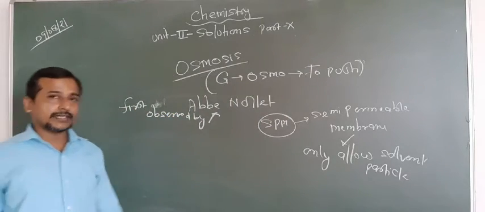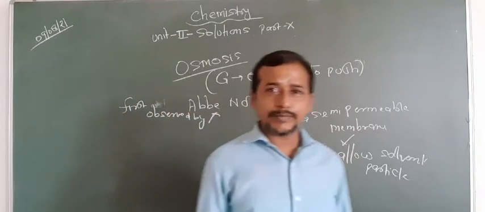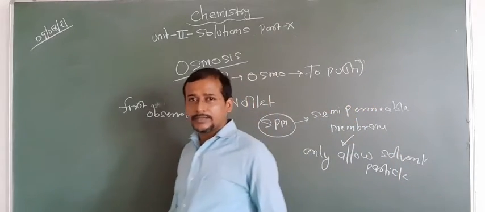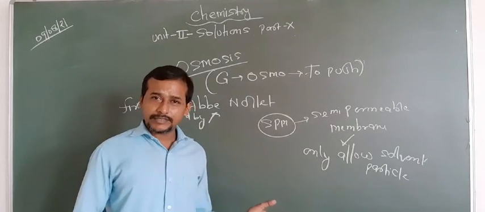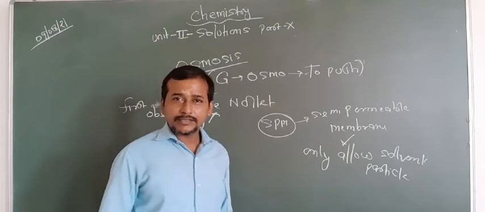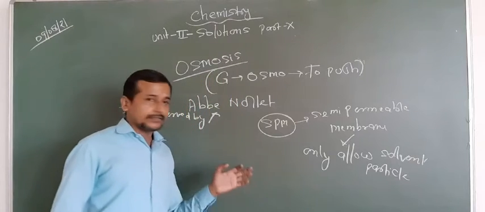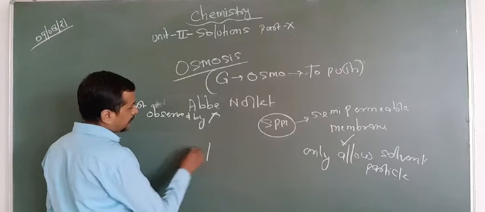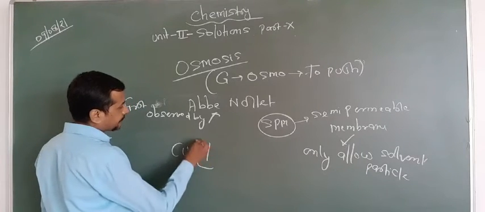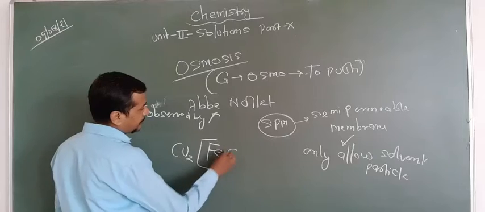The common membranes are parchment paper, pig's bladder, animal and vegetable membranes, and cellophane. Some more membranes that can be used are copper ferrocyanide and calcium phosphate. These are some membranes which are used as semi-permeable membrane. Out of these, one artificial SPM that is used is copper ferrocyanide.